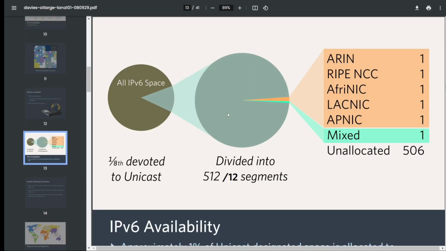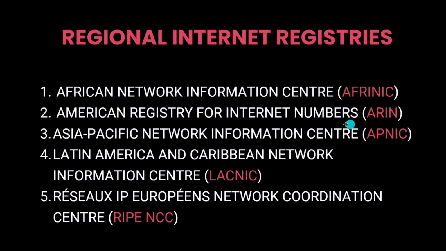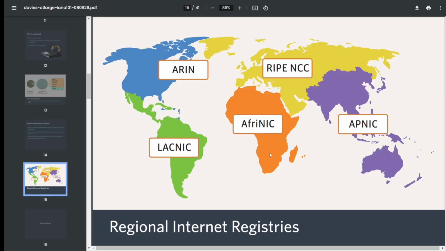IANA is one organization and can't handle everything by sitting in one place. So what they have done is make 5 divisions according to location. These are the 5 registries, known as RIRs, which stands for regional internet registries. They are divided based on their locations, so you can see here. Anyone who wants an IP address can go to these registries and ask for it.